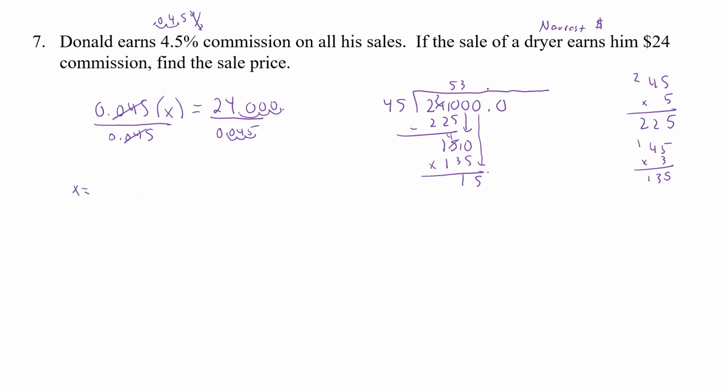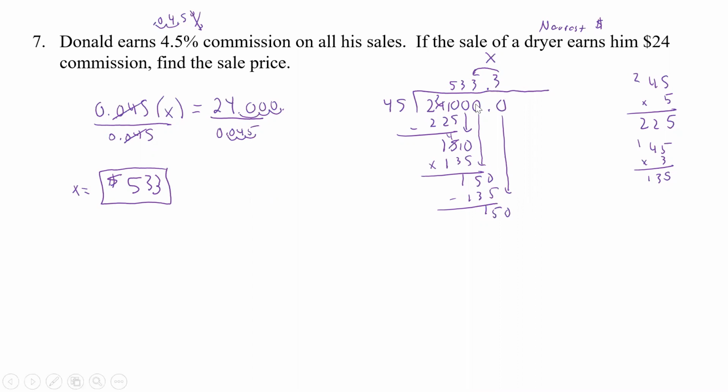And guess what? When we plug that in again, we're going to get the same thing. That's going to be a 3. That's going to give 135. We subtract that off, that's going to be 15. Bring down our last one there, and that's going to be a 3 again. And so here, that doesn't round up. And so our price for the dryer was $533. Now, if they wanted it to the nearest penny, it would be $533.33, but they only wanted it to the nearest dollar.